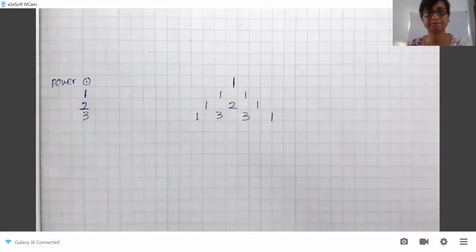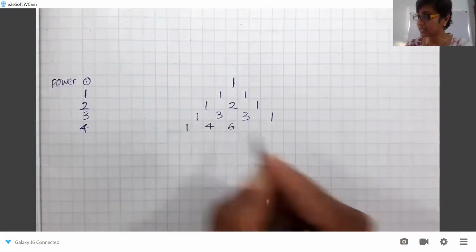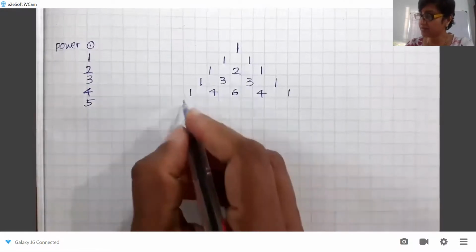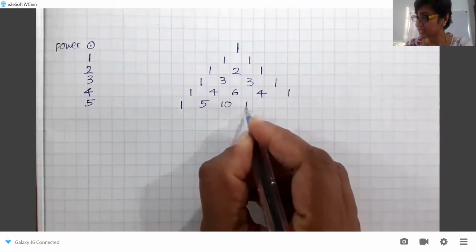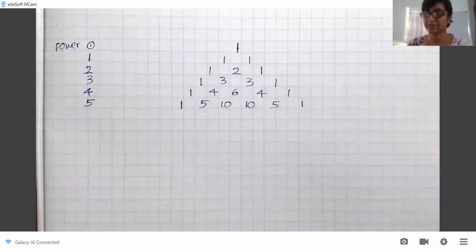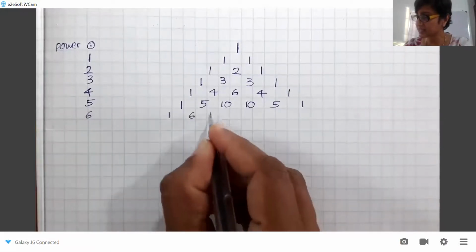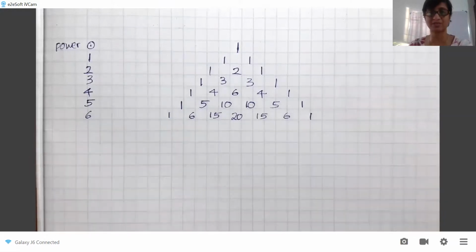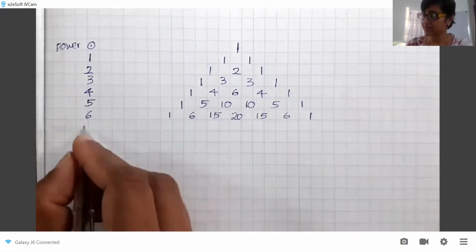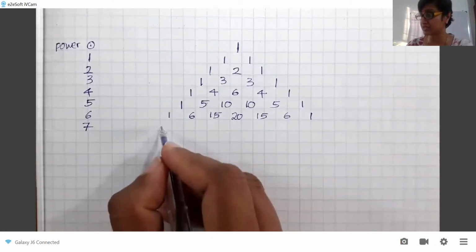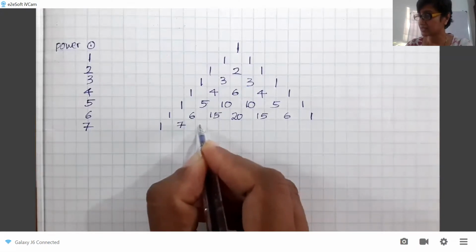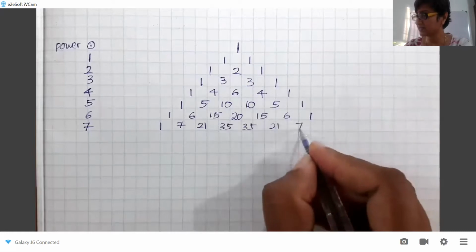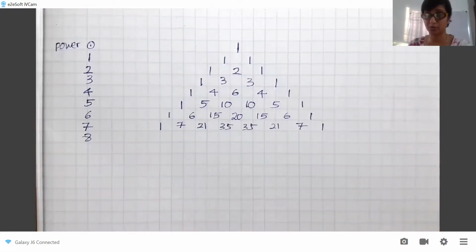Power 4, 5 terms, 1, 4, 6, 4, 1. Power 5, 1, 5, 10, 10, 5, 1. Power 6, 1, 6, 15, 20, 15, 6, 1. I hope you remember how I'm building these rows. I'm adding the top two numbers to get this. Power 7, there will be 8 terms. So there are 8 coefficients. 1, 7, 21, 35, 35, 21, 7, 1.